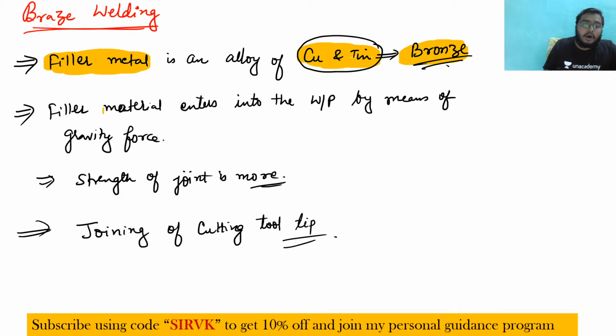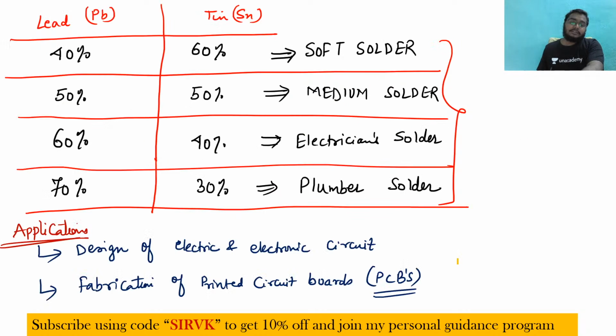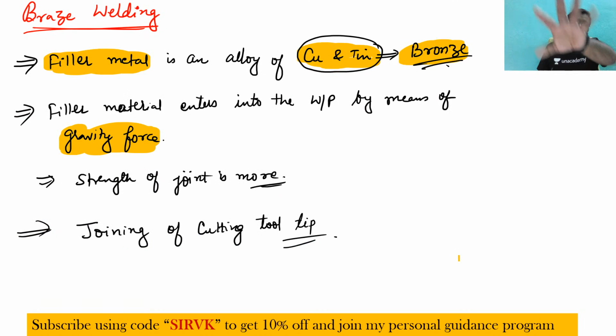And the other thing is that here, due to the gravity force, filler metal enters into the workpiece. But in the case of brazing, we have seen this is the capillary action. The filler material enters into the workpiece by means of capillary action. So this is the first difference. This is the most important difference between braze welding and brazing.